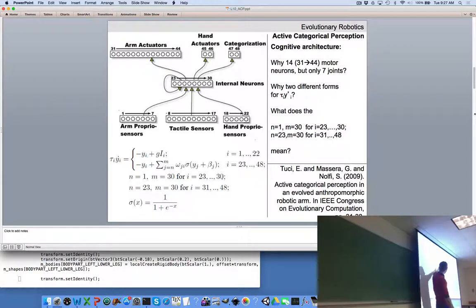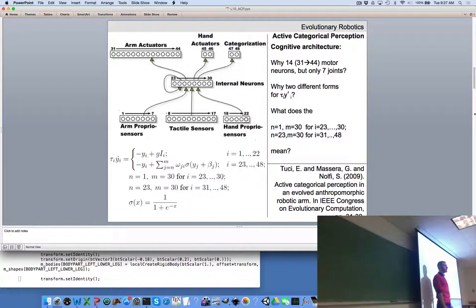So let's just take neuron 23, for example. You can see that for neuron 23, we're going to iterate over j that's going to range between 1 and 30. What does that mean? So neuron 23 is going to be influenced by neurons 1 through 30. Which neurons is it being influenced by? What are those neurons here? All the sensory neurons, 1 through 22, and all the internal ones.